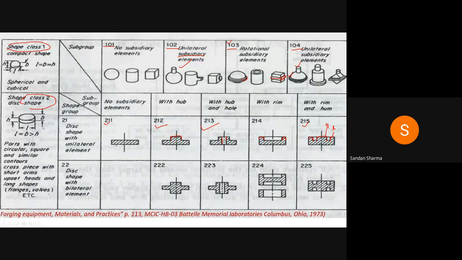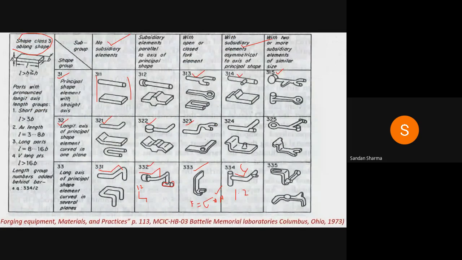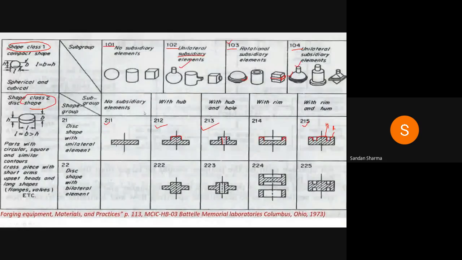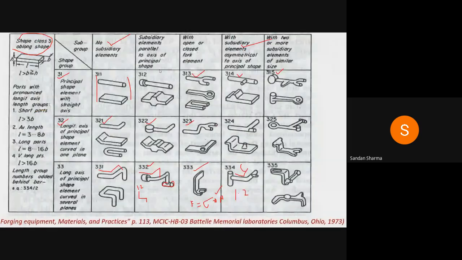And shape class 1, class 2 has been divided or categorized as when you are having L equal to B equal to H, it will be class 1. Class 2 means L equal to B, but it is far greater than H, then it will be class 2. And if L is greater than B and B is greater than or equal to H, in that condition it will fall in class 3. So if you have listened up to here, it will be the same: classified as per their principal shape element.